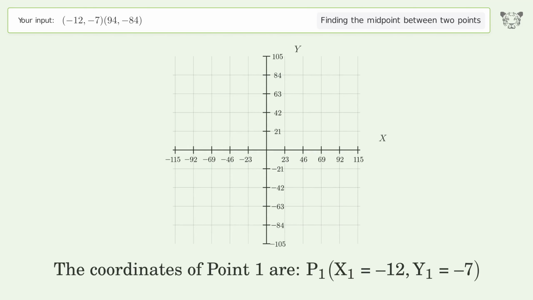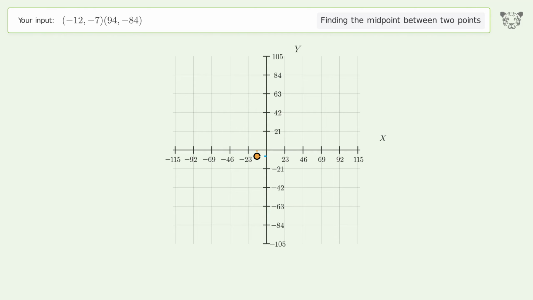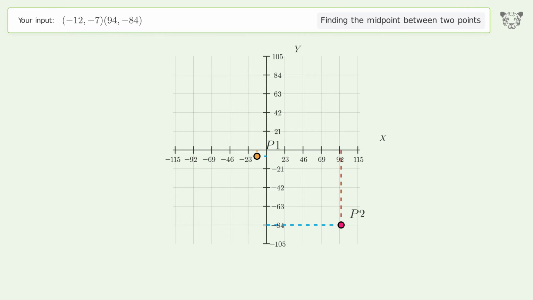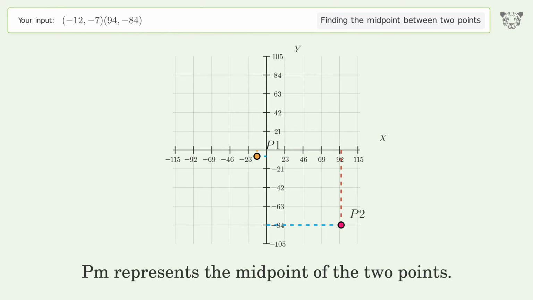The coordinates of point 1 are, x1 equals negative 12, y1 equals negative 7. The coordinates of point 2 are, x2 equals 94, y2 equals negative 84. PM represents the midpoint of the 2 points.